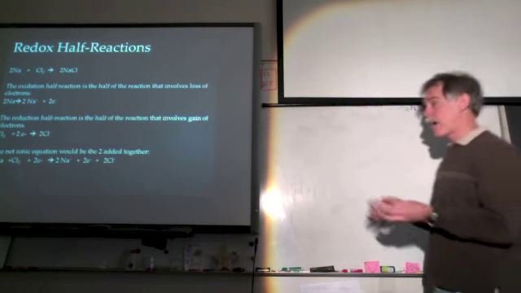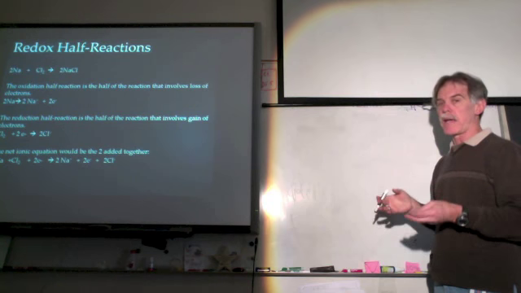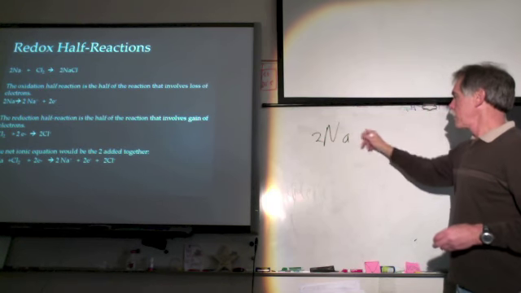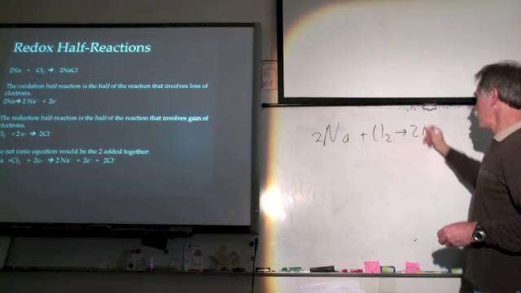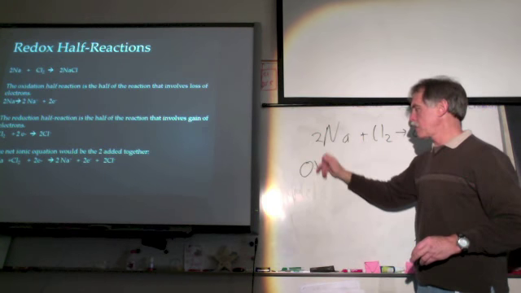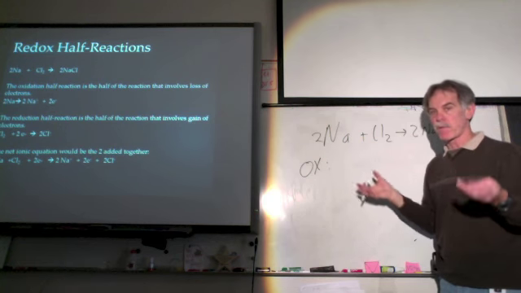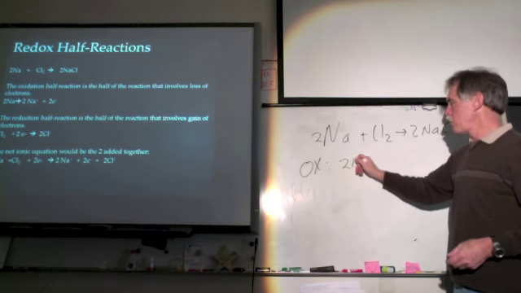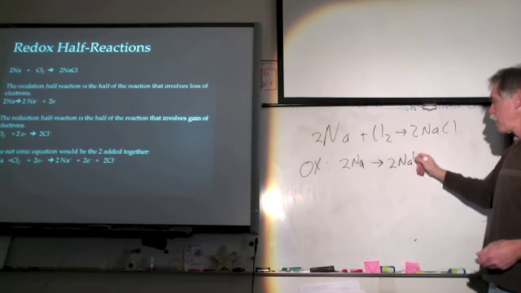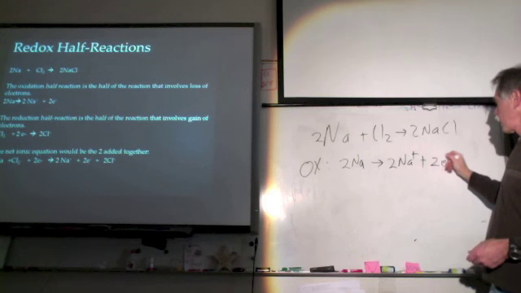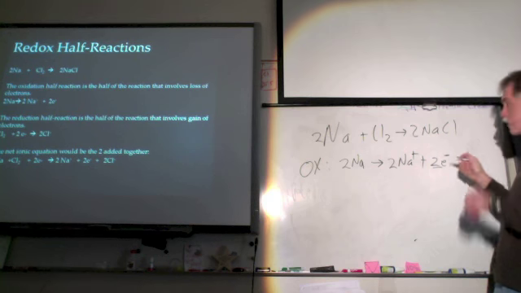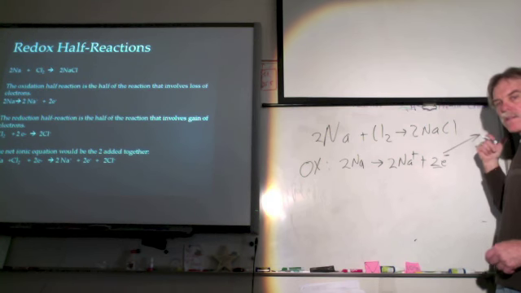Well, we just figured out that sodium was oxidized and chlorine was reduced. So in this reaction, 2Na plus Cl2 yields 2NaCl. We're going to take the oxidized part of it and make a half reaction, half of what's going on, and that would be 2Na yields 2Na+ plus 2 electrons. How do we know an oxidized reaction? The electrons are on the product side, the right side, and they are being lost.